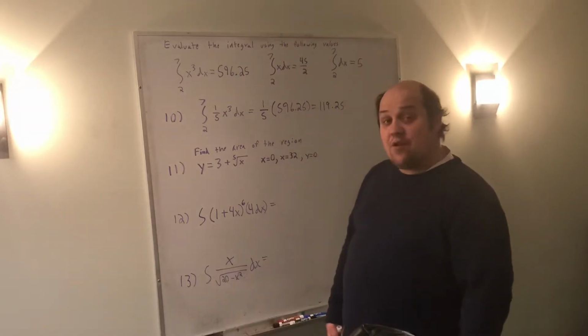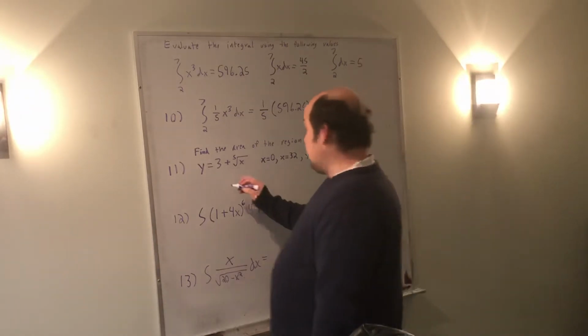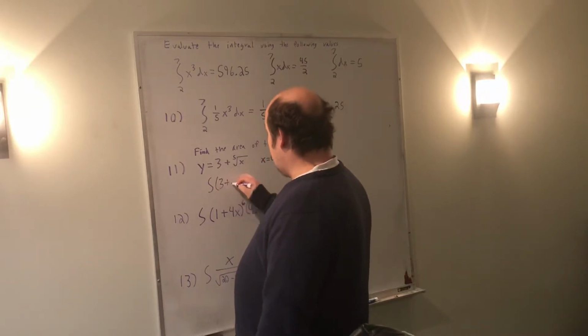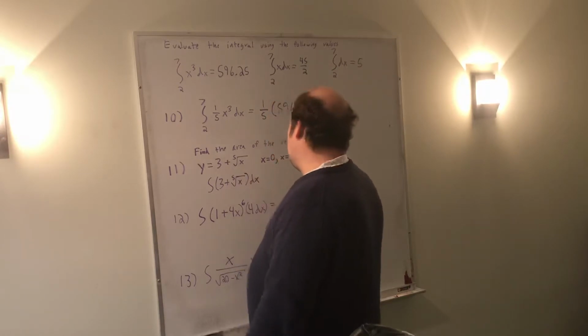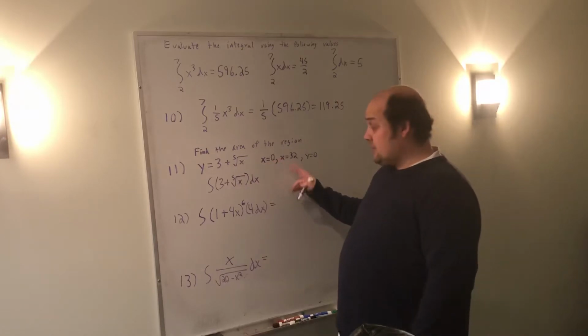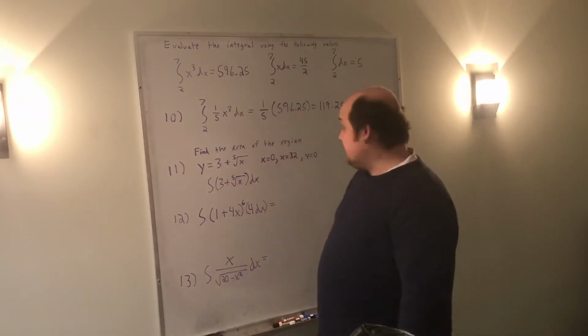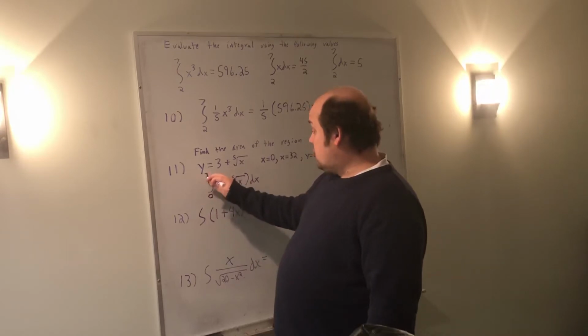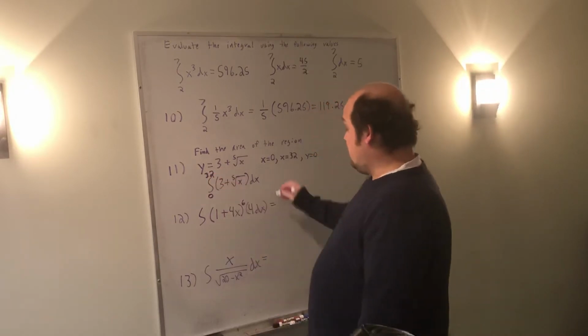For number 11, it asks me to find the area of a region. When I'm finding an area, I'm really integrating. So in this case, what I'm integrating is my y function, or f of x, 3 plus the 5th root of x dx. But because I'm going from x equals 0 to x equals 32, those end up being limits on my integral so that it's not an indefinite integral. So here I'm going to put 0 to 32.